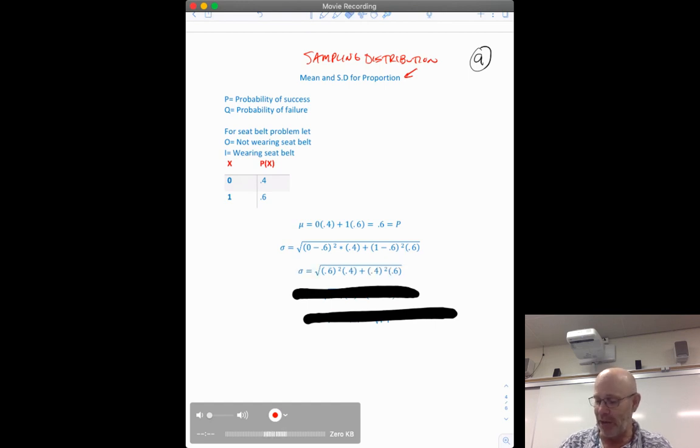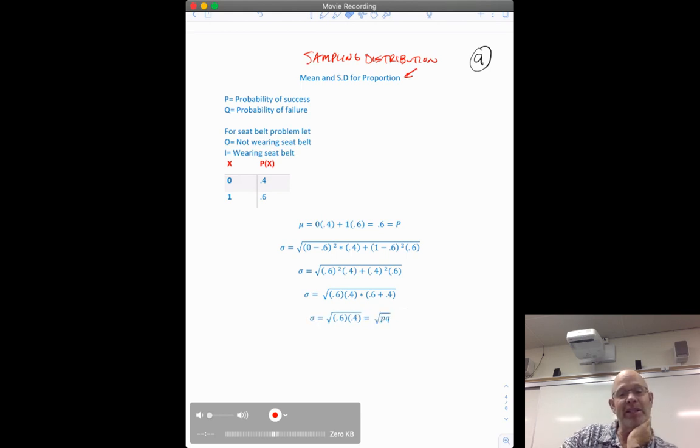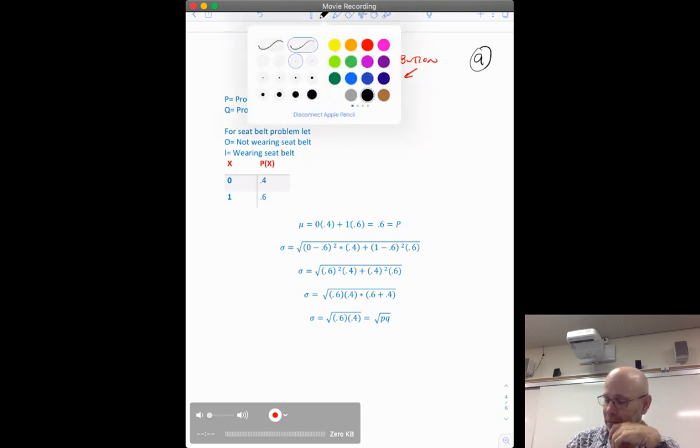We just do some algebra here. That's 0.6 squared times 0.4 and 0.4 squared times 0.6. Which then, if you factor out a 0.6 and a 0.4, there's two 0.6s in the first term and two 0.4s in the second term. Factor out the 0.6 and the 0.4, we get 0.6 plus 0.4, which is a 1. So you just get the square root of 0.6 times 0.4. This is going to happen every time. I'm going to show you with P's and Q's. We're going to do it really fast. But it turns out then that the mean is P.